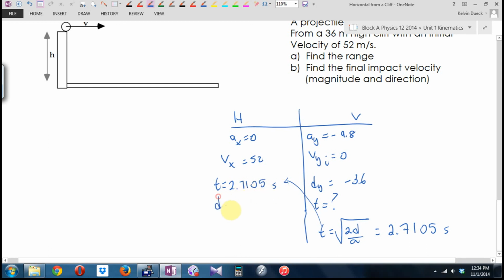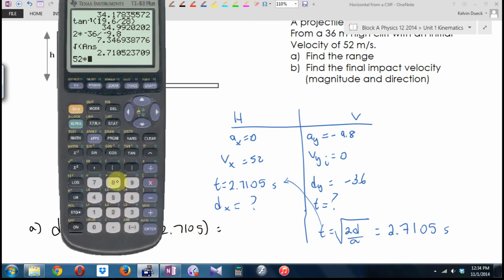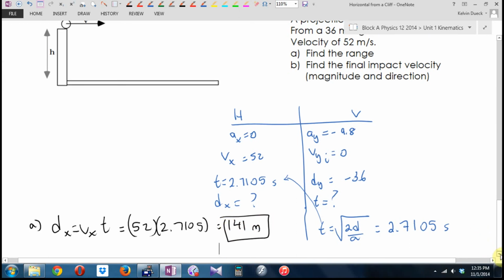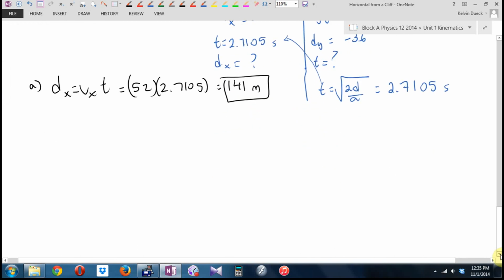And now I could find the range. So part A, the range is going to be vXt, no plus a half a t squared because a is 0. It's going to be 52 times 2.7105, and I get 141 meters. What else can I ask? Oh, impact velocity. Now, impact velocity is a much tougher question.